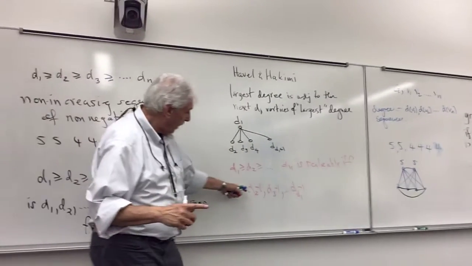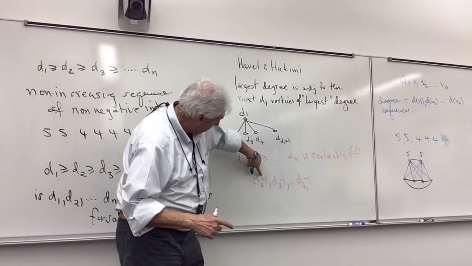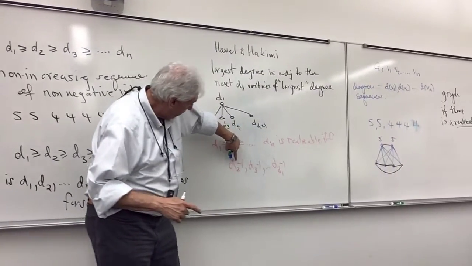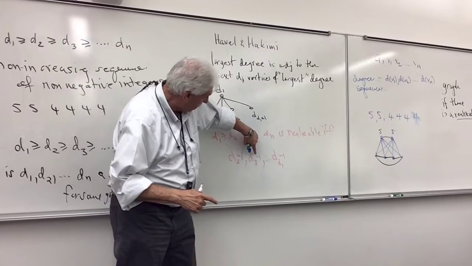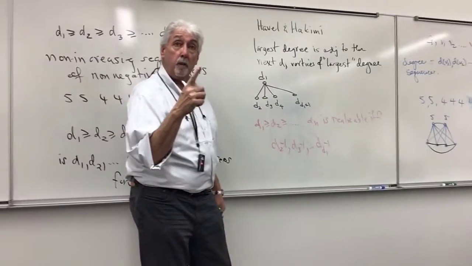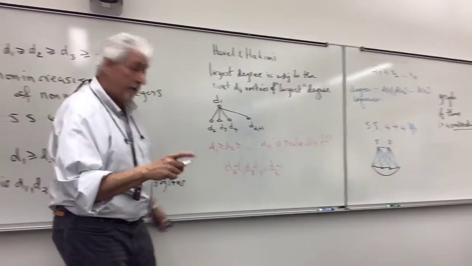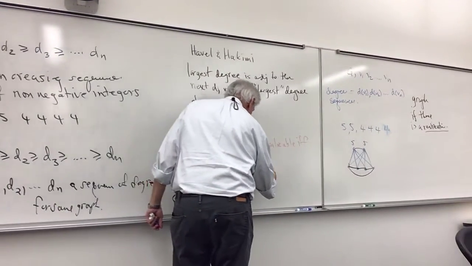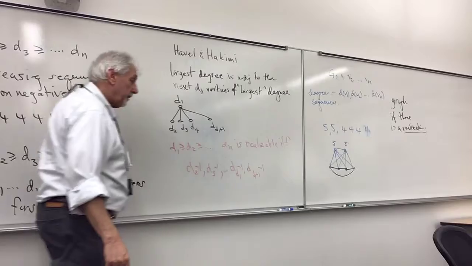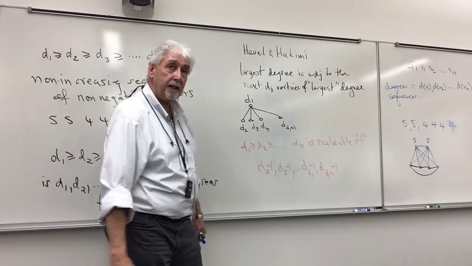Before I go any further, this vertex had to be adjacent to D1 of them. So far, it's adjacent to this one, this one, this one, this one, this one, and this one. How many is that? It's adjacent to D2 minus 1, D3 minus 1, up to D1. So I still need one more adjacency. Is that clear? This is only D1 minus 1, so it's adjacent to D sub D1 minus 1. Okay, so now we put this vertex adjacent to D1 vertices.